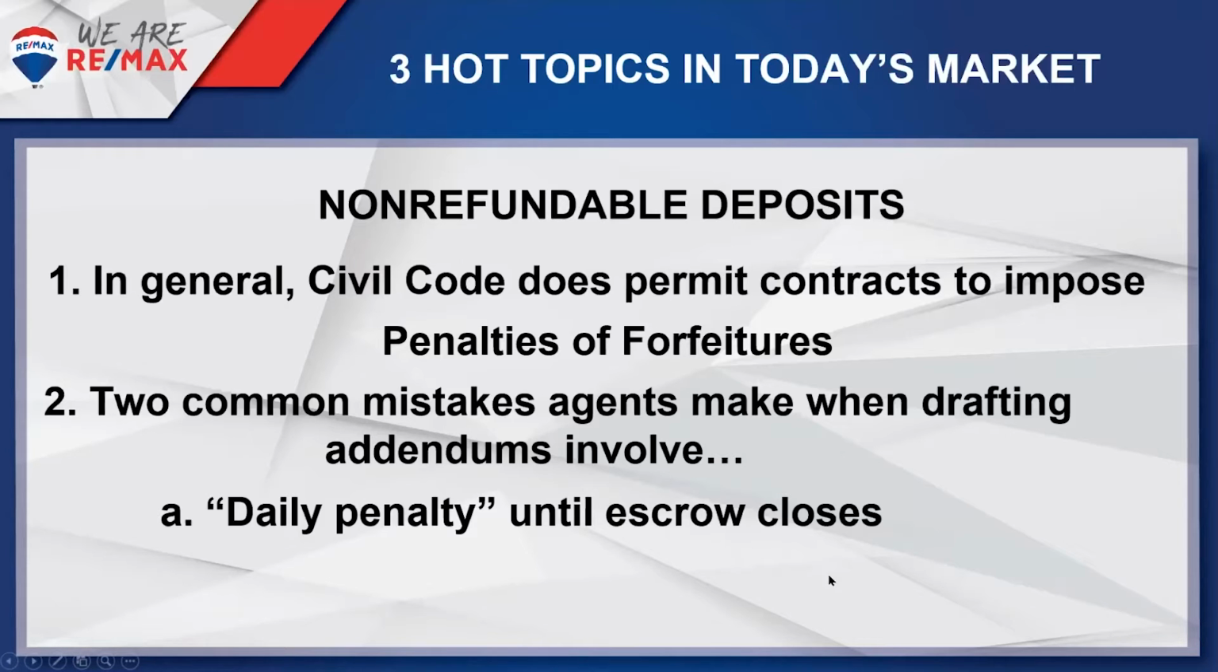Escrow shall close on or before. In any event, escrow's got to close on or before, and you give it a month. So the buyer's going to pay a daily rate for a month. And if he doesn't close, the contract has terminated unless you extend it again. So that's the first mistake agents sometimes make. They use the word penalty when they should probably be using the word per diem.